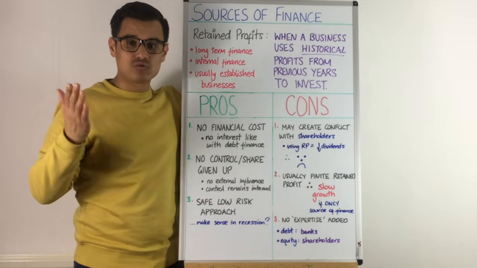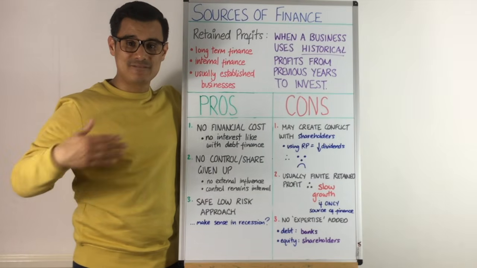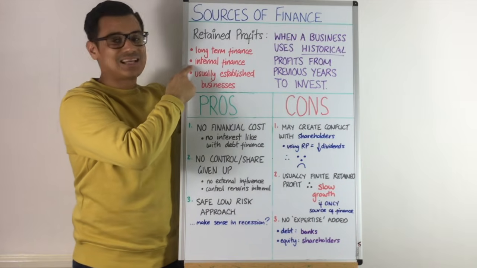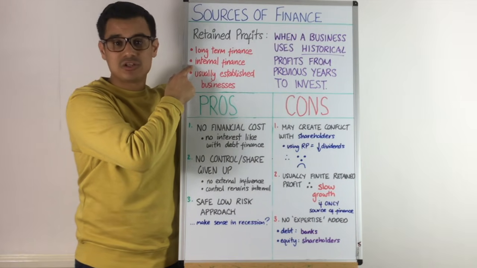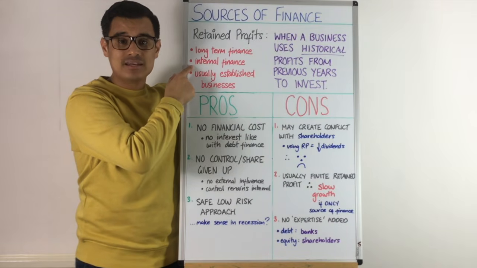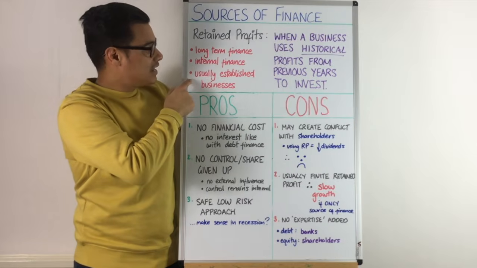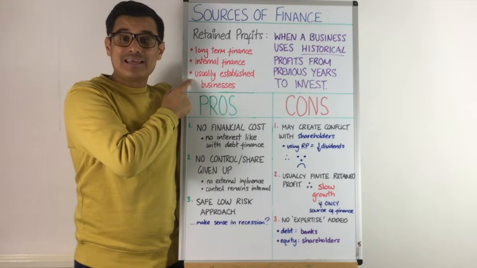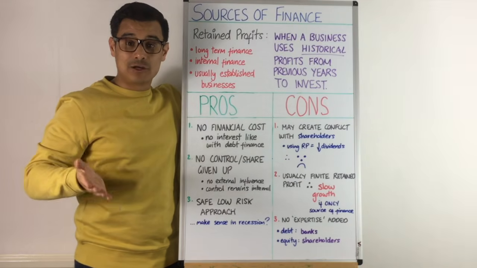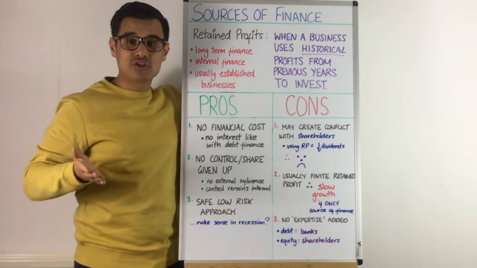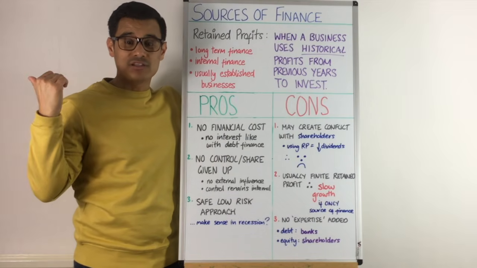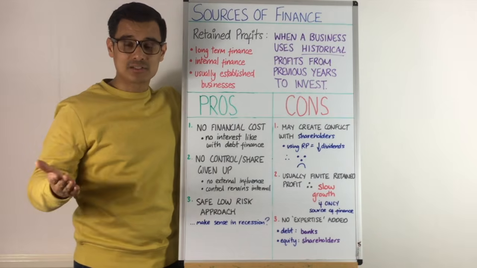So if you're using retained profits in order to invest, that's likely to be a long-term type of finance. And clearly it's coming from inside your business because it's the profits you made in previous years. So it's certainly going to be an internal finance. And it's usually from established businesses. It's clearly not going to be applicable to a startup business because you wouldn't have any historical profits, any retained profits from the previous years.